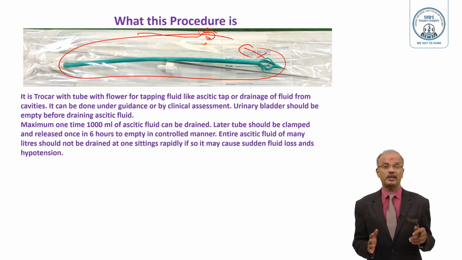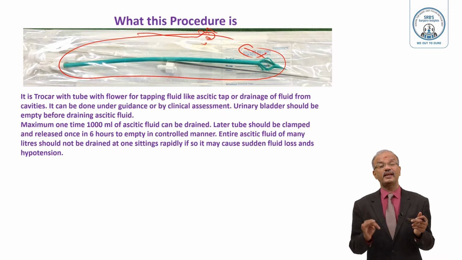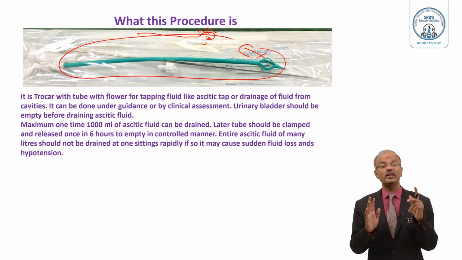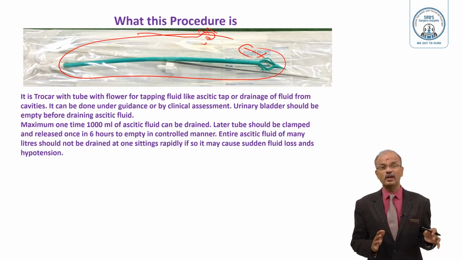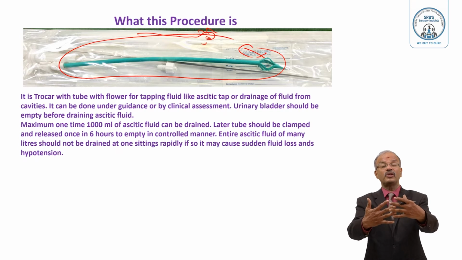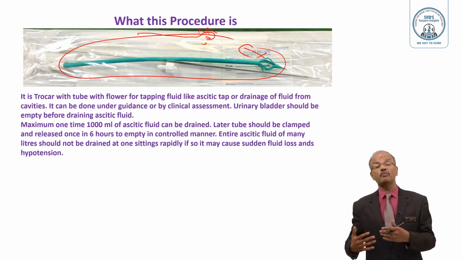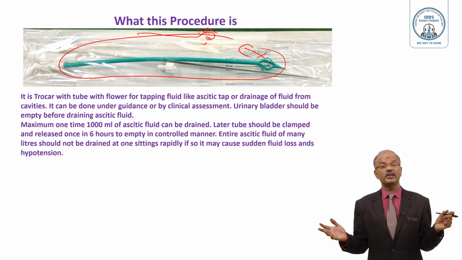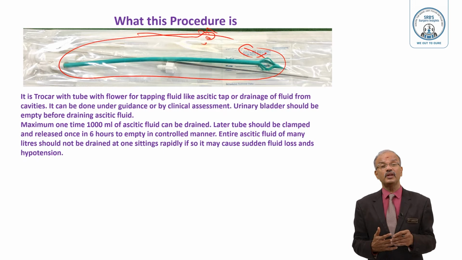In an ascitic tap, you drain the ascitic fluid and collect it for cytology, culture, analysis, and biochemical aspects. And put a stitch and fix it with the dynaplast. At one time only 1 liter can be drained. Sometimes there is massive ascites, more than 20 liters of fluid in the abdomen. If you decompress everything suddenly, splanchnic vessels will open up, sudden cardiac input will reduce, and they go for sudden rapid hypotension and cardiac arrest.